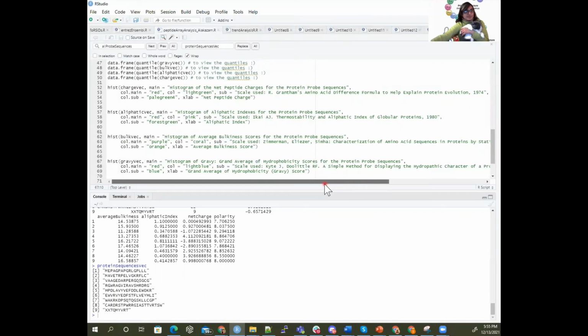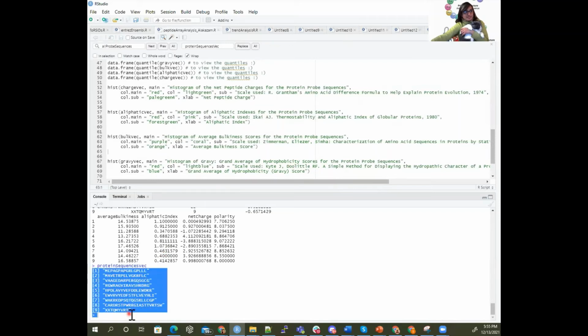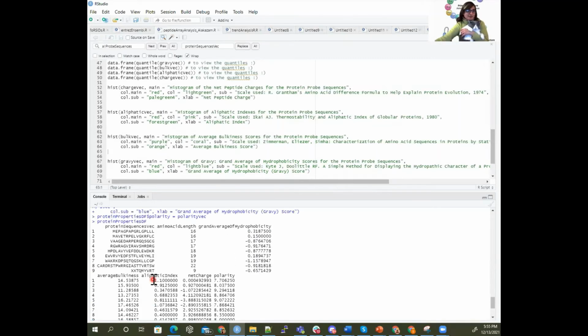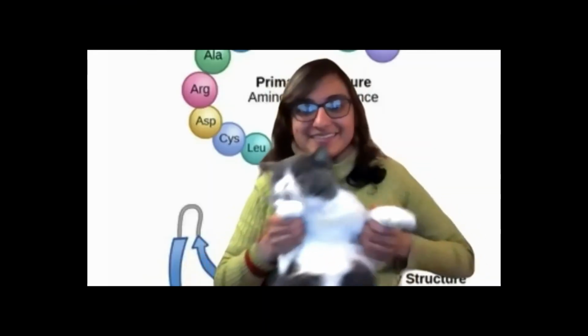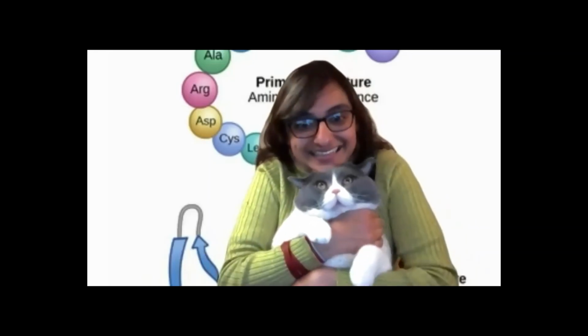But basically, this is how you have a vector of 14 amino acid sequences that correspond to a polypeptide chain, and how you can figure out all these properties about them. So I hope that this helped you and that the method was like, Alakazam.